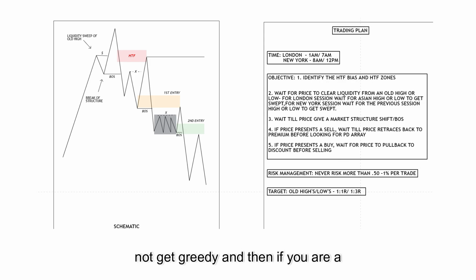And then if you are an advanced trader, you can wait and hold it for a 1-to-3 R. But this right here, not all the time this works. So I always recommend a 1-to-1 R, a 1-to-2 R, to a 1-to-3 R as you grow with this strategy in this trading. So this is our schematic and this is our trading plan. Make sure you guys draw this and write this down. Now let's hop on the chart and see exactly how we can execute this in action.